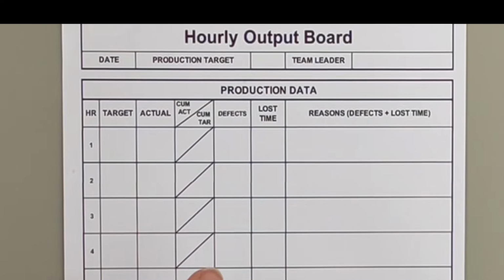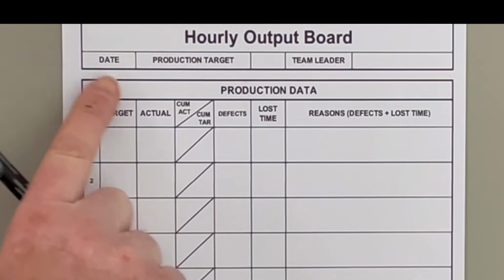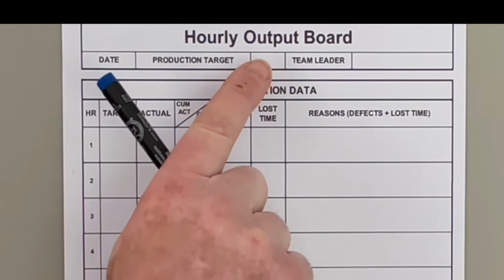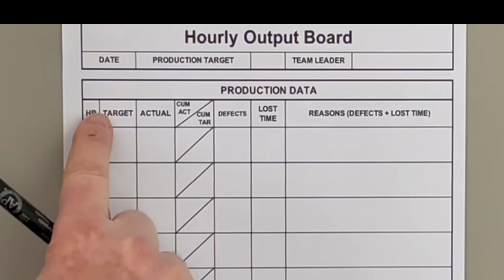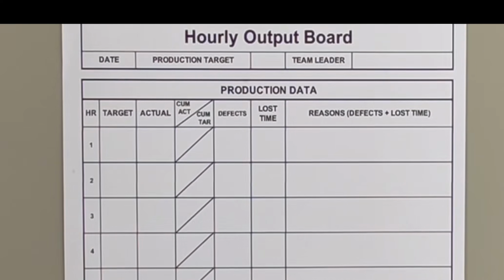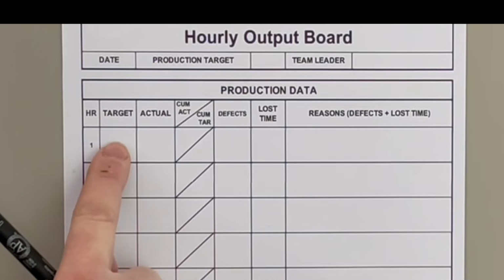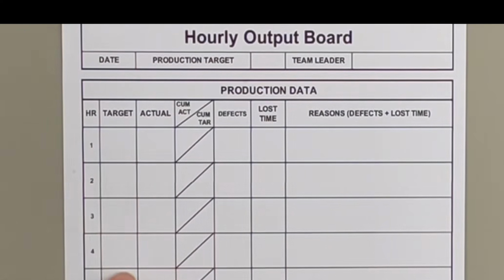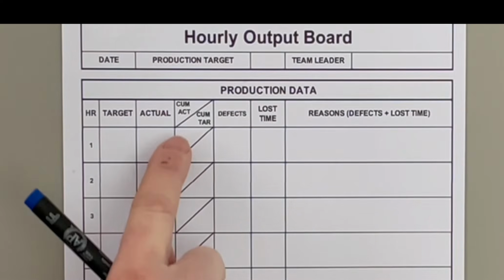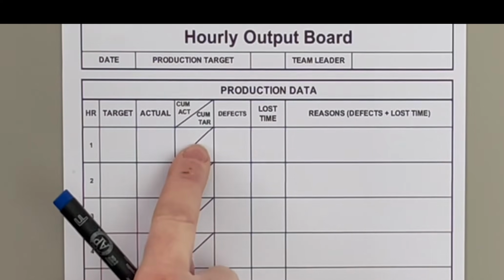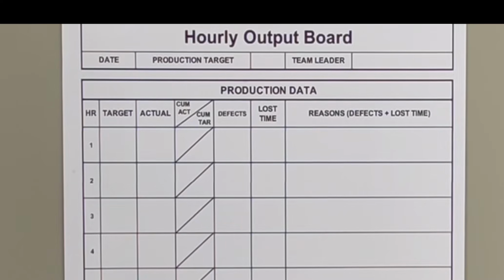It'll be one of these per shift. The date is written here, the production target overall quantity for the shift, and the team leader's name, who owns this shift. You've got hours 1 to 8 here for your typical 8-hour shift, and your target per hour is in here, number of parts. The actual, your team leader writes in as they go along, and this will be a cumulative actual and a cumulative target. That way you can see how you're doing through the shift.